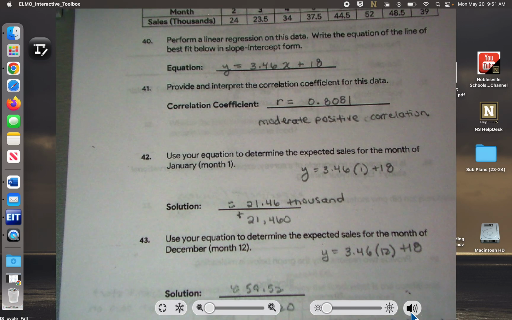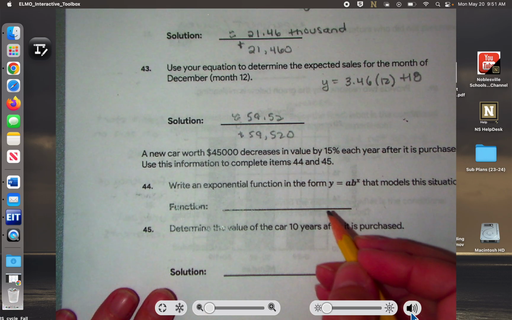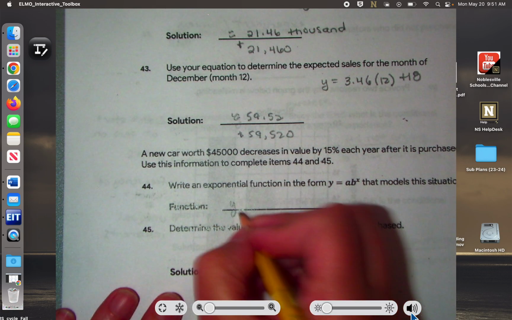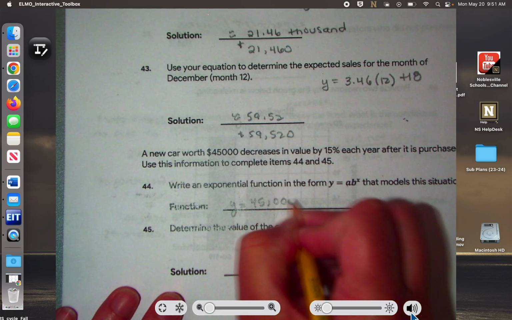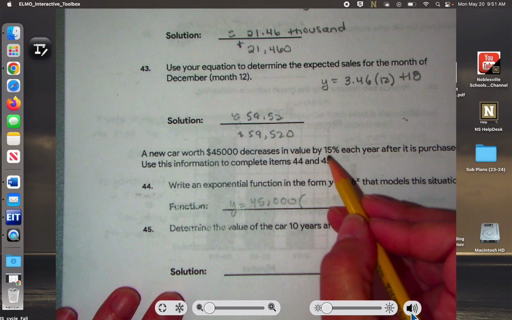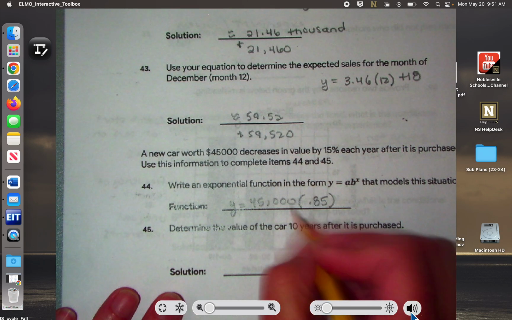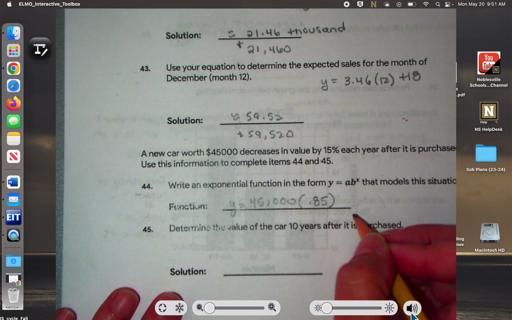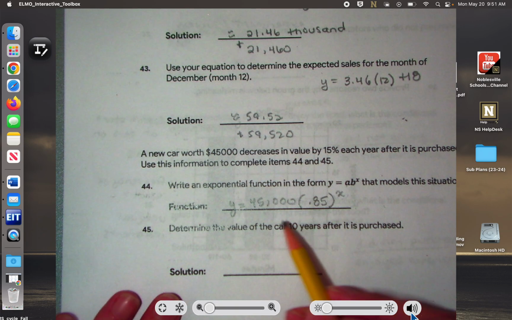All right, a new car is worth $45,000. It decreases in value by 15% each year after its purchase. Use this information to complete items 44 and 45. Okay, so remember we have y will equal our principal, which is the A, 45,000, times what's left. So if they decrease in value by 15, that means that the only value it has is 85% year after year. And then we would have however many years old the car is. So that would be your equation.